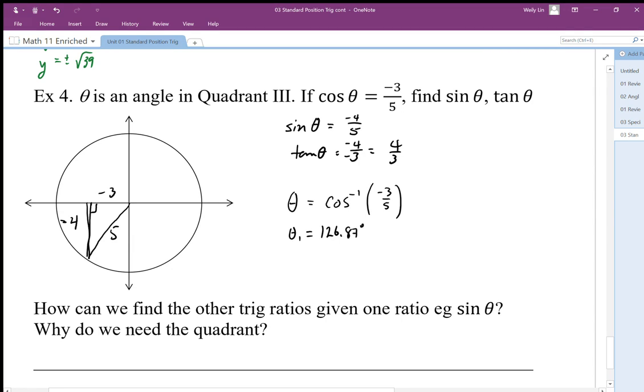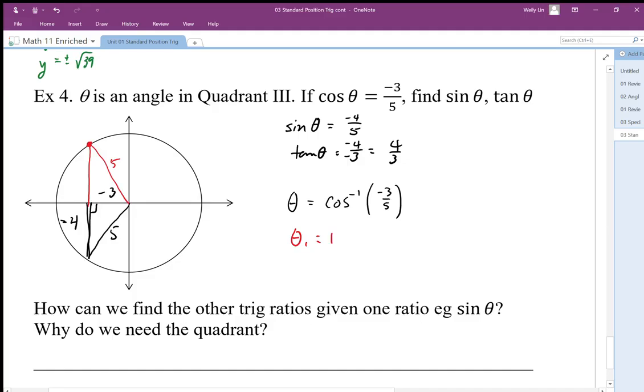126.87 degrees. Now I'm looking at my picture. I'm trying to determine if that's the right location. 126.87 degrees is in the wrong quadrant. It's in the wrong location. It's up here. Okay, and this has the same cosine ratio. Okay, this one has a cosine of -3/5. This one, the red position, also has a cosine of -3/5. So our theta 1 position was not the correct answer.